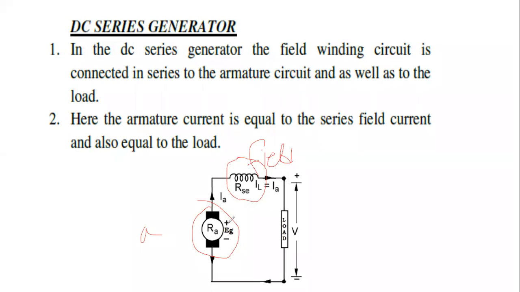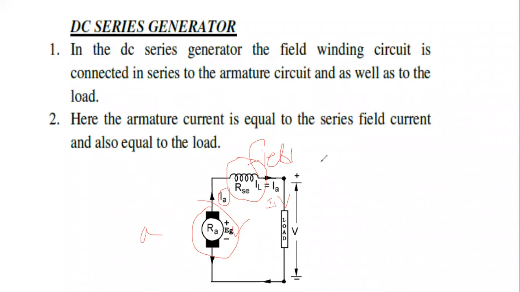In the self-excited generator, the exciting current is generated by itself. Then the EMF EG will be induced according to Faraday's law. Then the current will flow through this field winding. That is the armature current, developed in the armature. This current flows through the series field winding, and that current is called ISC. This current also flows through the load. This is the IL.